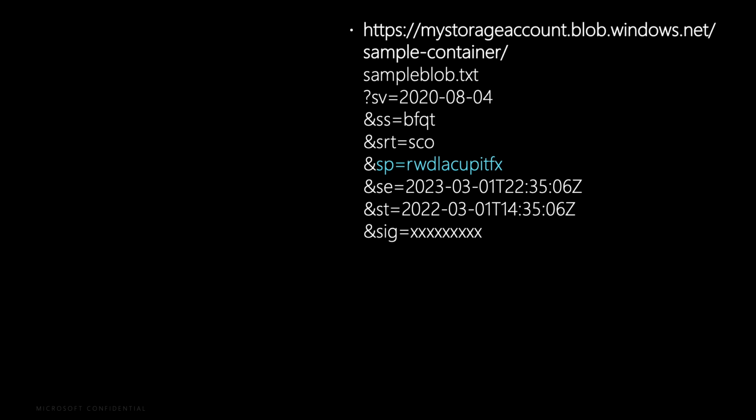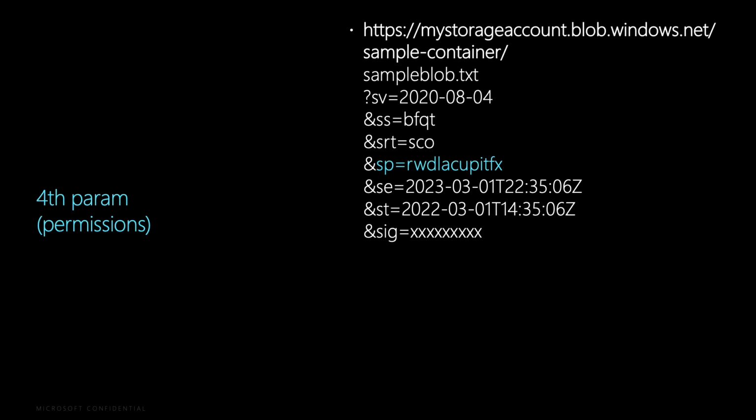The next parameter, SP, represents the signed permission that the SAS has on the account. In our example, we will break down the string value contained in the SP parameter. R equals read, W equals write, D equals delete, L equals list, A equals add. Keep in mind that this does not apply to blobs, but can be found on this account SAS.